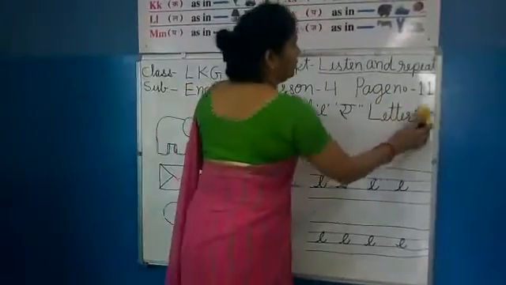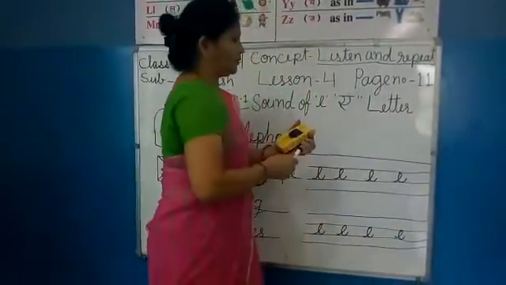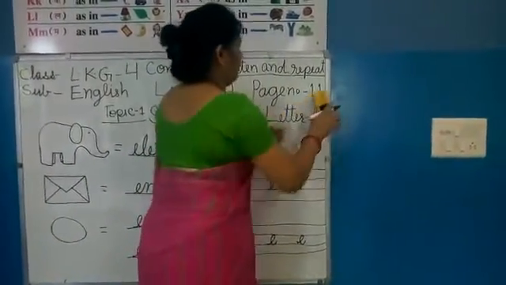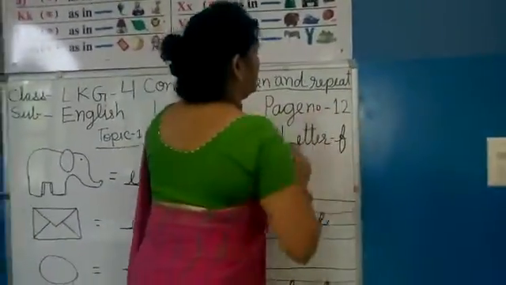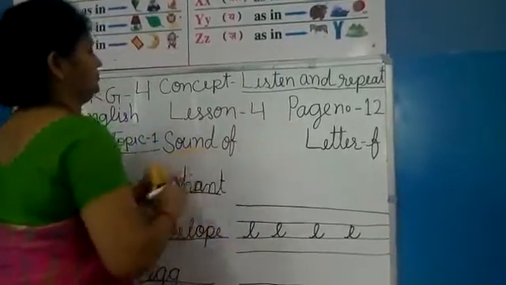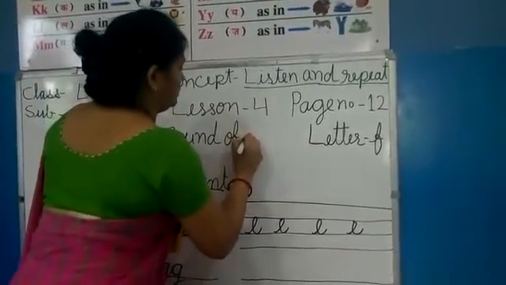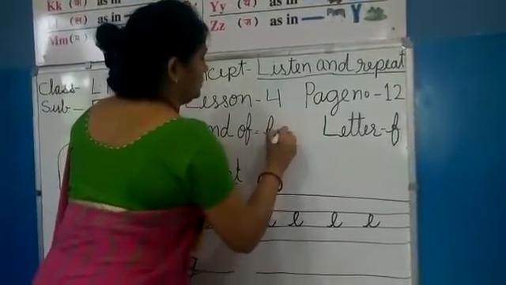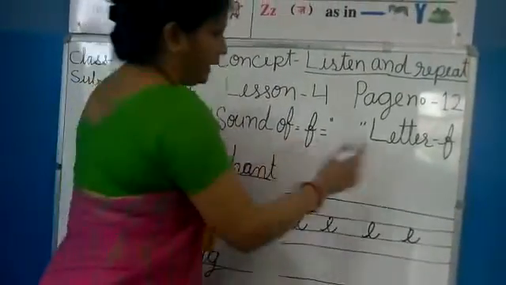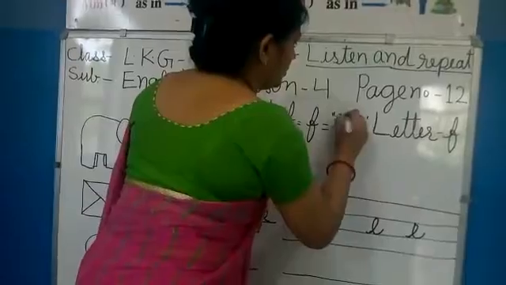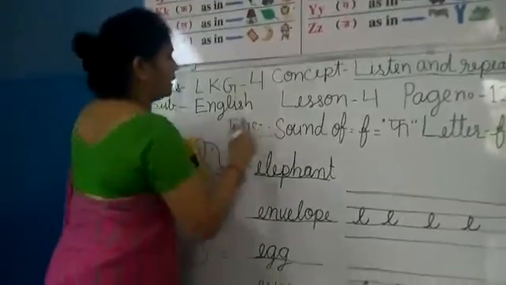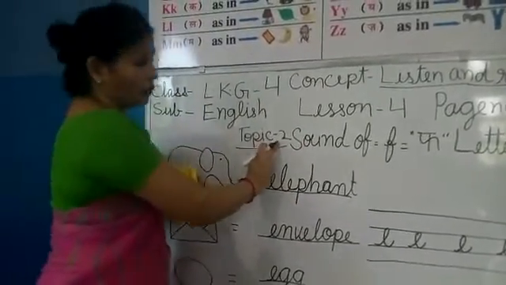Now letter F, page number 12. Next letter is F. Sound of F, F. Okay children, our next topic is topic 2.